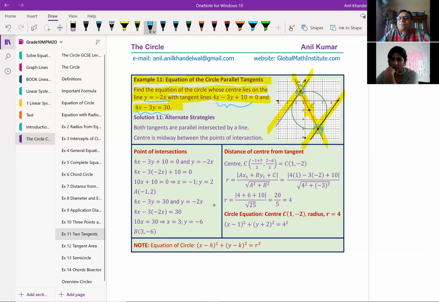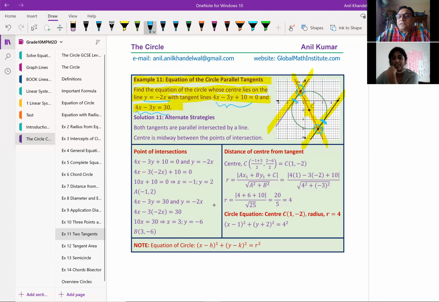Is that not on the circle? It is not on the circle. It's on the line, it's on the tangent line, but not on the circle. These two lines are tangent at a different point. You getting my point? They are tangent somewhere there.